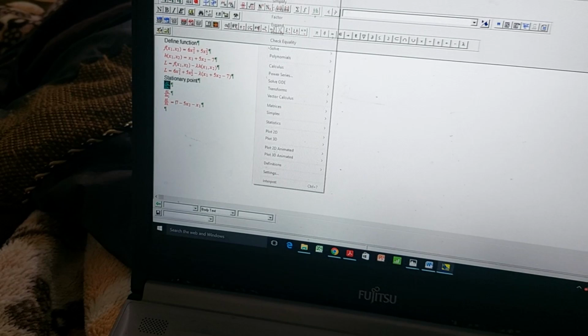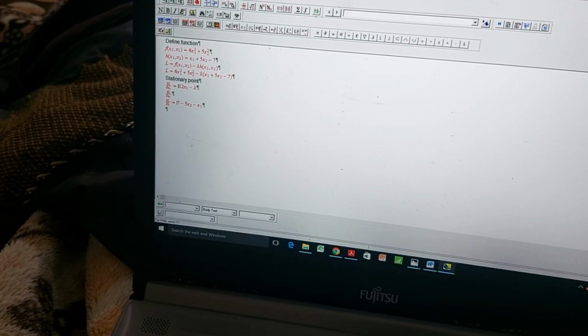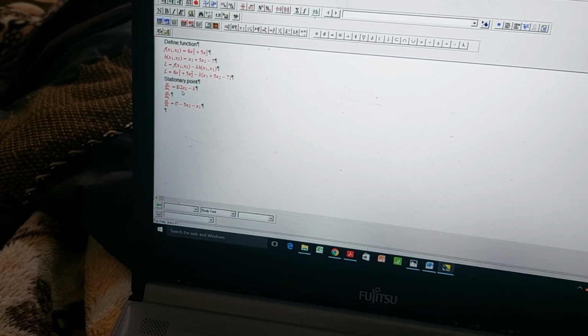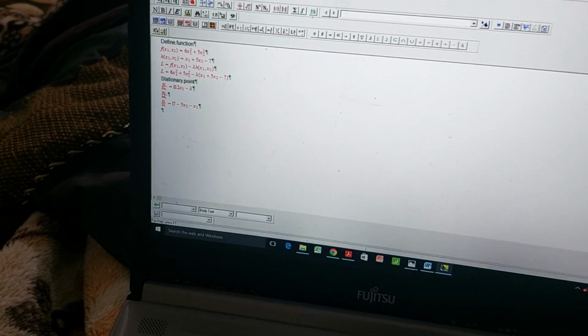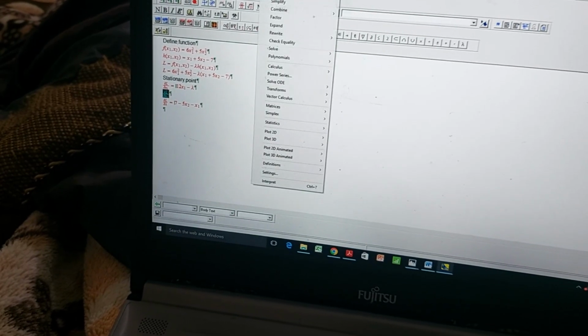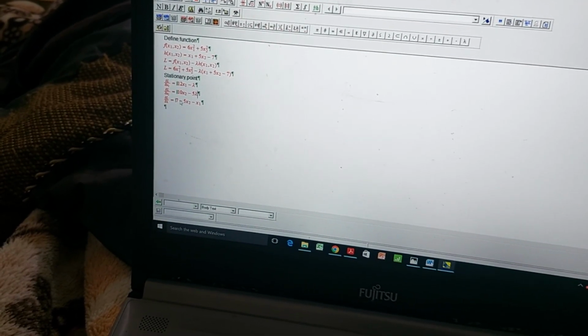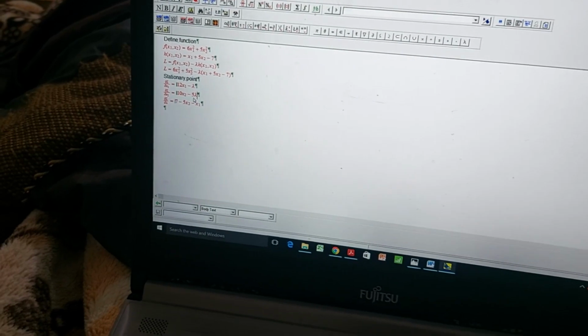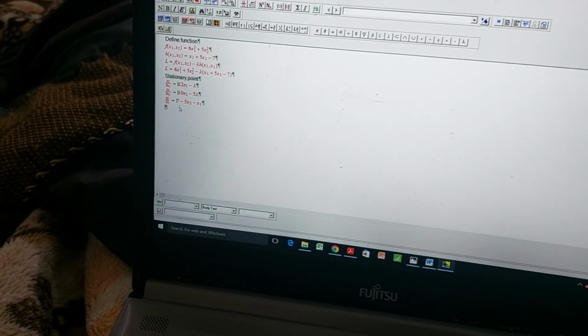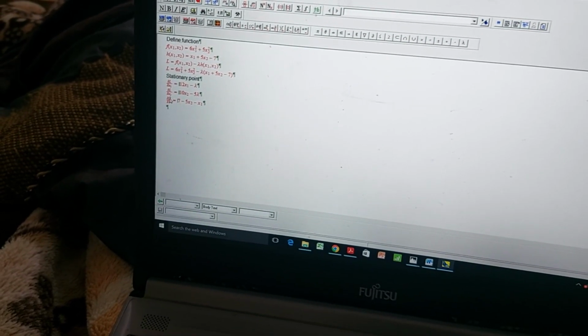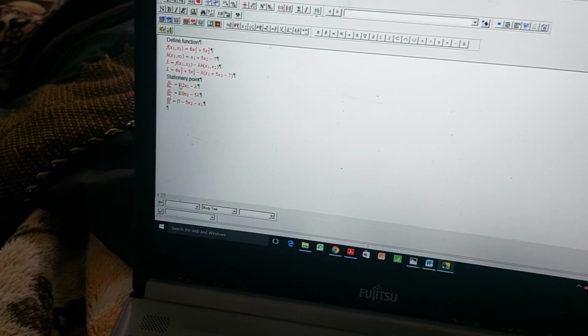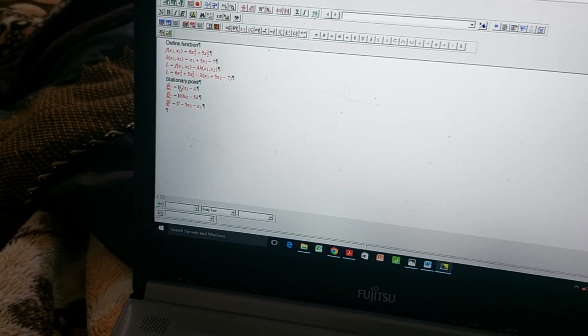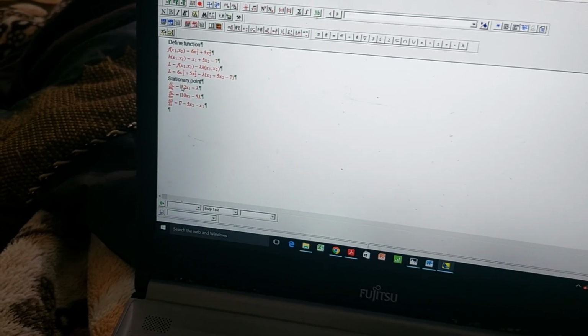Go to Compute and Evaluate. Now we get a value of 12x1 minus lambda. Similarly here, let's compute it. We get 10x2 minus 5 lambda. And here this is already done, that is correct. So now we need to solve these three equations simultaneously.